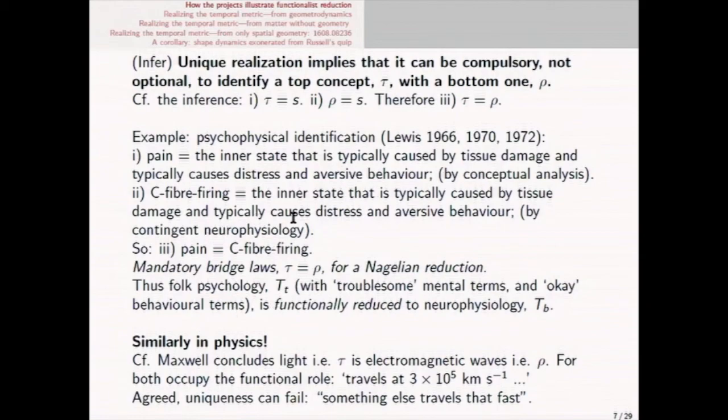And as an example in physics, Maxwell concluded that light, or tau here, is an electromagnetic wave, which is rho, which is a concept in the more advanced theory of electromagnetism, or let's say just bottom theory, so that we do not prejudge which came first, which is more developed. And of course here both occupy the functional role, travels at a certain speed, but it also illustrates that uniqueness can fail because something else could also travel that fast. And in fact, we know that gravitational waves do.